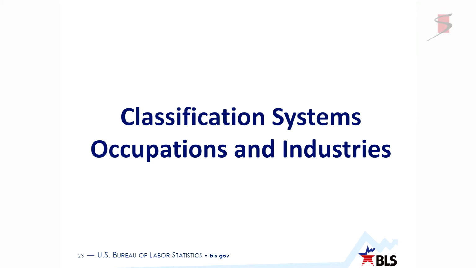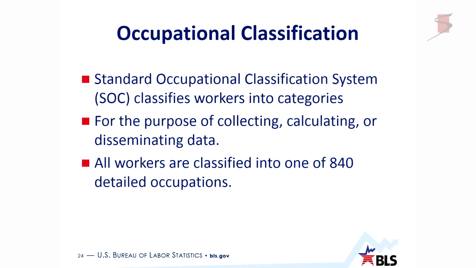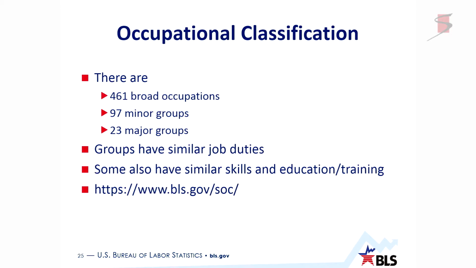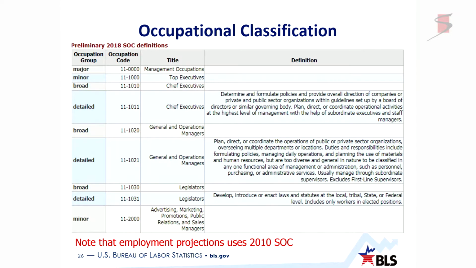So, as I said, the employment projections are for different occupations and industries, so it's important to understand the classification systems that we use. First I'll mention that occupations are classified using the Standard Occupational Classification system, and there are over 800 detailed occupations. Occupations are grouped such that jobs in the groups have similar job duties, and some also could have similar skills, education, and training requirements. Now, the SOC occupational codes are updated periodically.